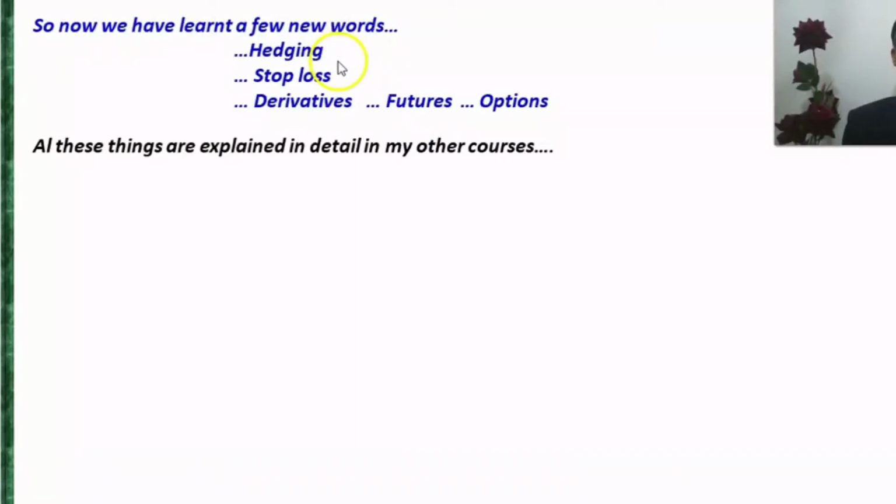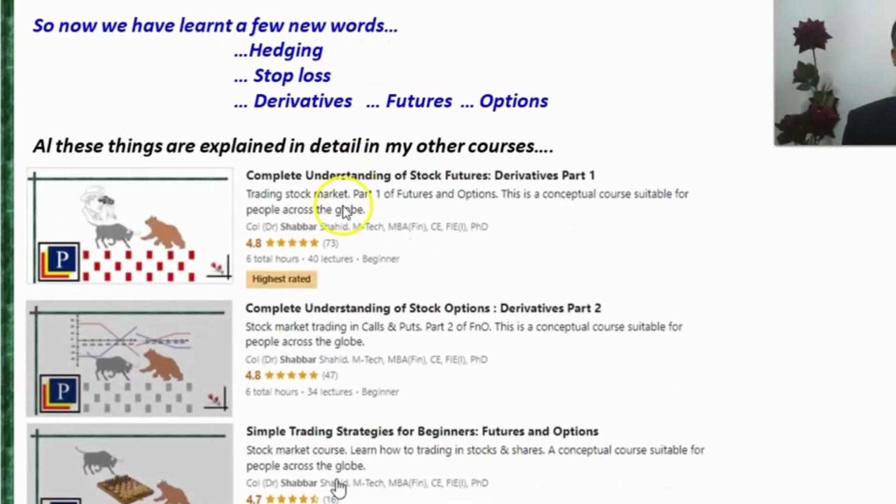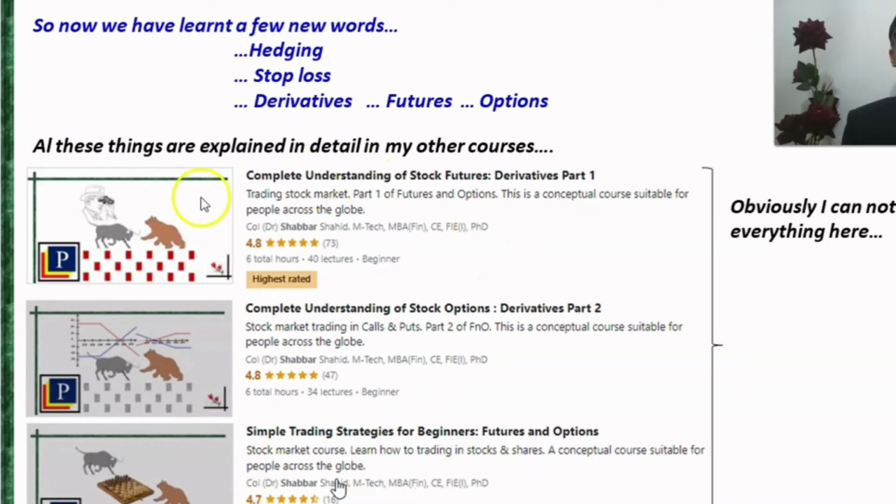Now all these things I have explained in detail in my other courses like derivatives part 1, derivatives part 2 and simple trading strategies. Both these are 6-hour courses and this one is about 2.5 hours. So obviously I cannot repeat the entire content of these courses here. These are specially focused courses. What we are now talking about is a general comprehensive knowledge, so obviously I cannot include all these things.